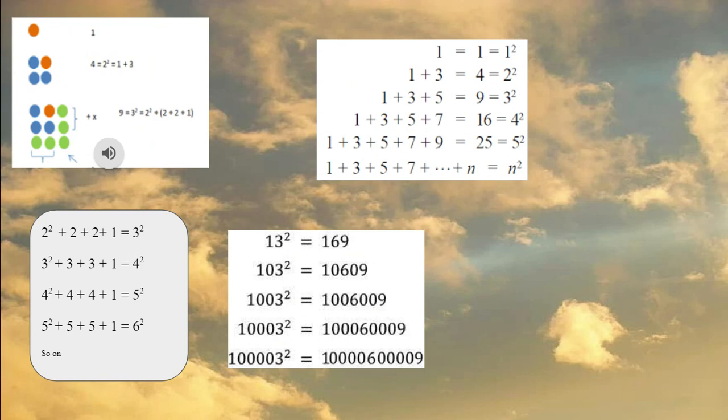Then we are getting the square of 4. Adding 5 odd numbers, we are getting the square of 5. Like this, if we are adding n odd numbers, we will get the square of n. So now one more pattern is given down. See, 13 square is equal to 169.